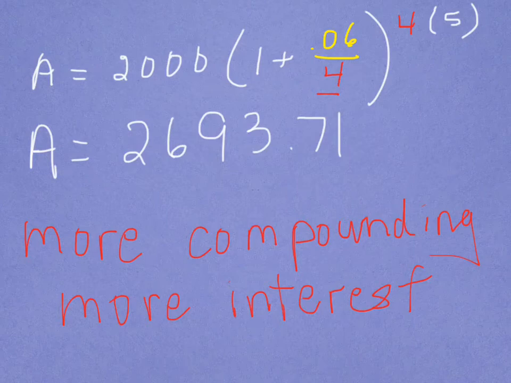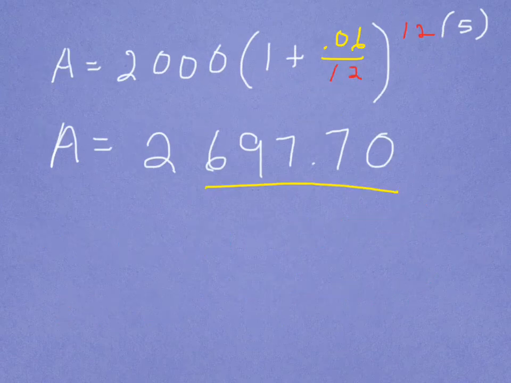Notice this is different from earlier. Earlier we compounded it 12 times. This time we compounded it 4. So the more compounding, the more interest that the person will get. We got $2,693 in this one, and in the previous one we got $2,697.70. So just a few dollars more. However, if you're a bank, you would prefer to lend out $2,000 and make the extra money by compounding it monthly.